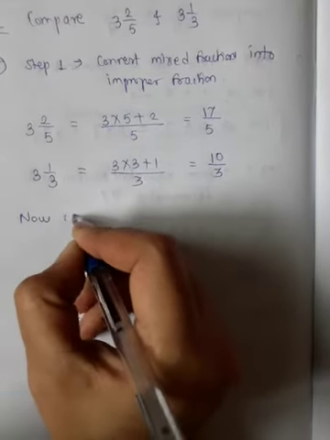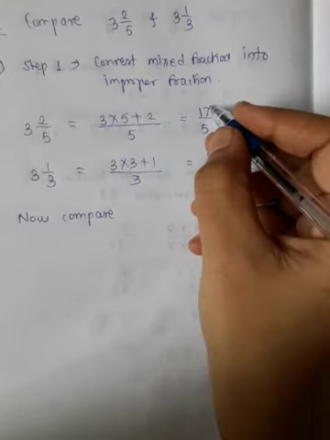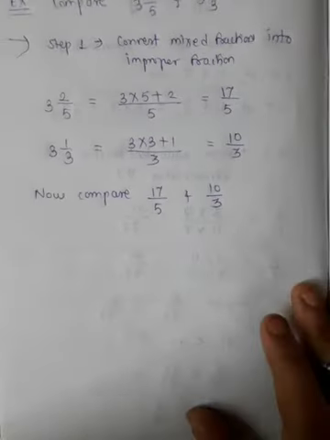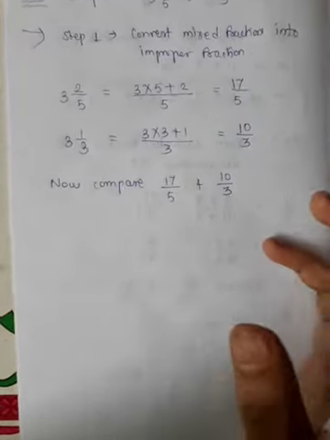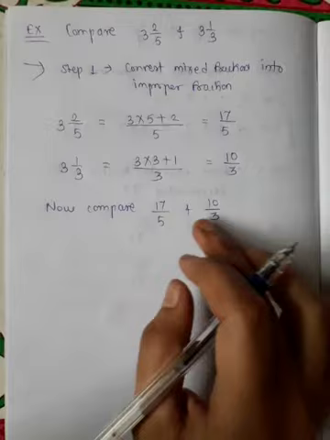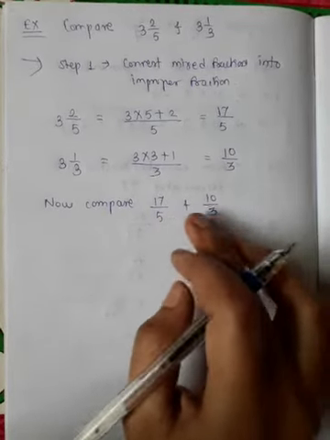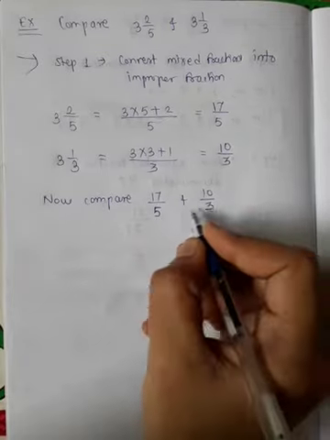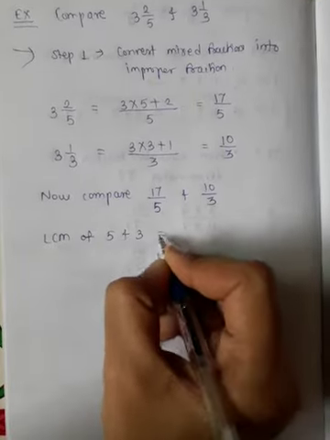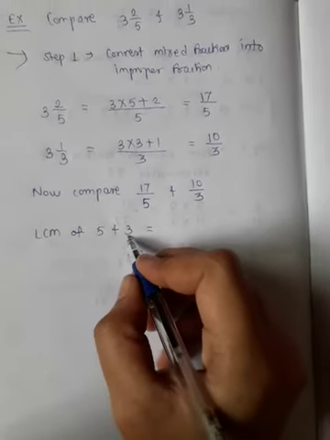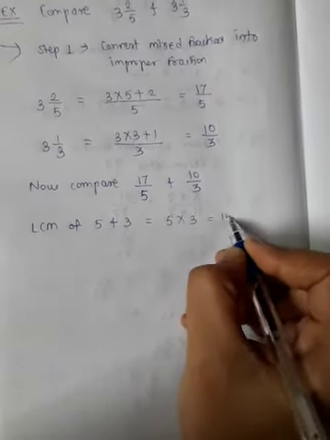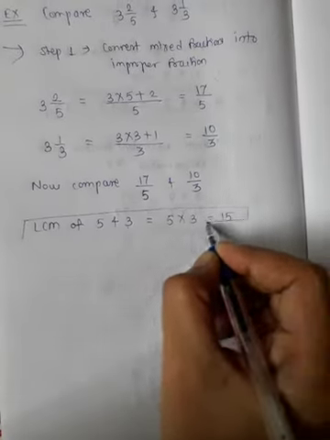Now compare the obtained fractions, that is 17 by 5 and 10 by 3. And we know how to compare. See here, numerators are not the same and denominators are also not the same. So we use the third method. What is the third method? We first make their denominators the same. So first find the LCM of 5 and 3. We know 5 and 3 are co-prime numbers, therefore the LCM of 5 and 3 is their product, which is equal to 15.